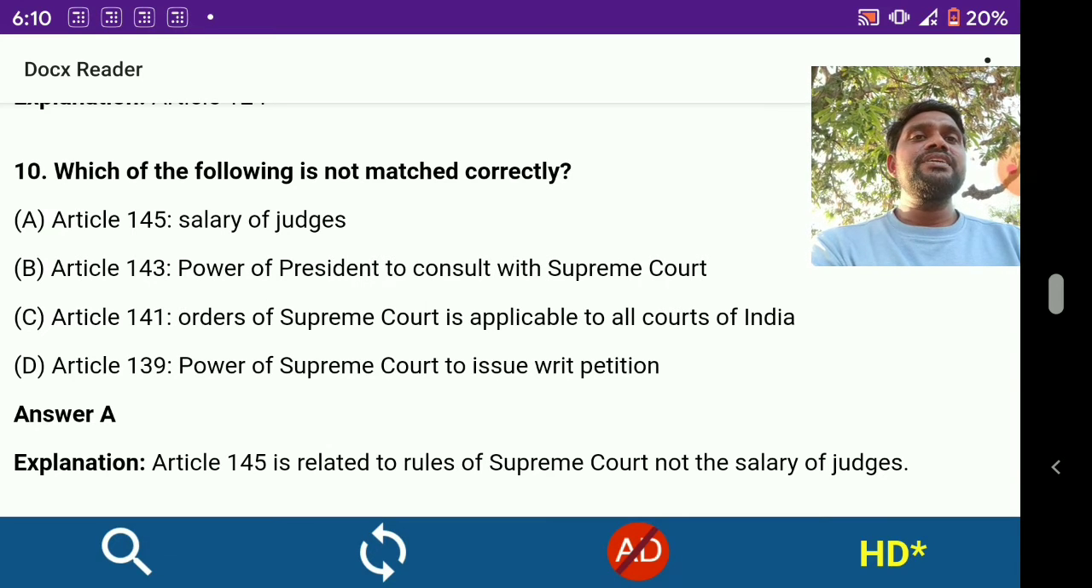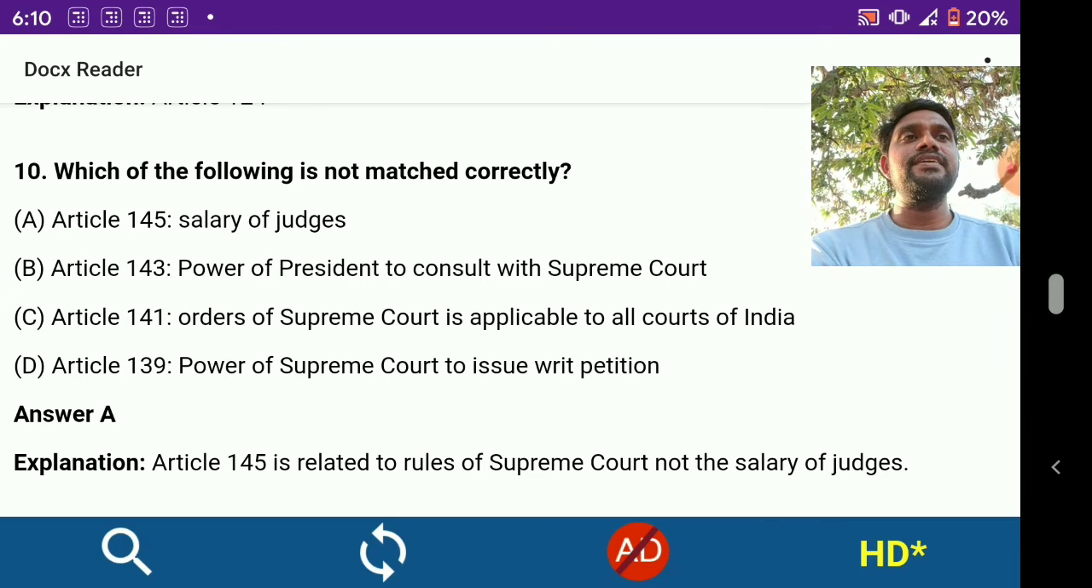Article 145 is related to rules of the Supreme Court, not the salary of judges. Salary of judges comes under Article 125.